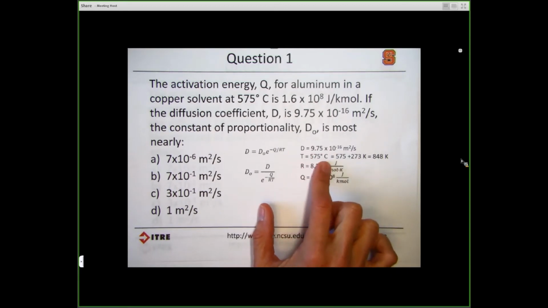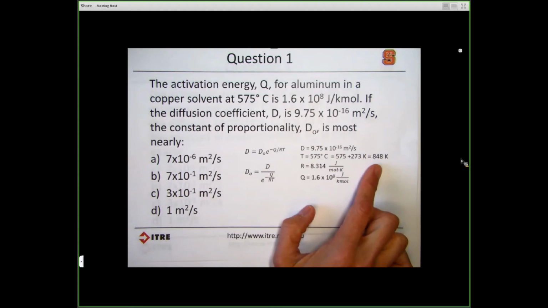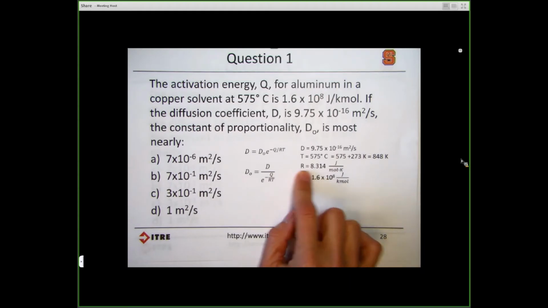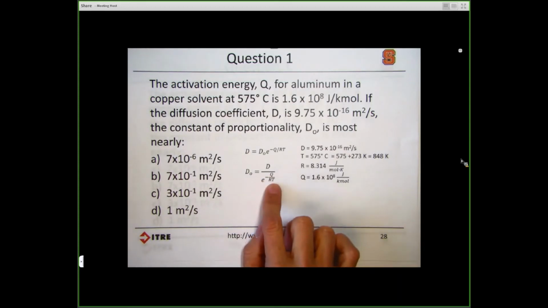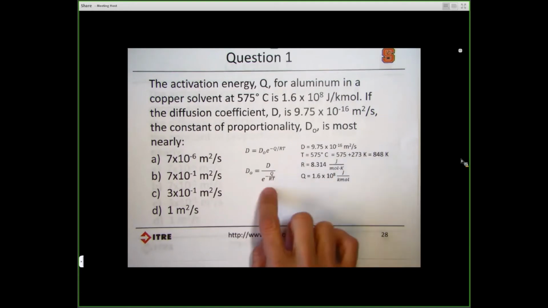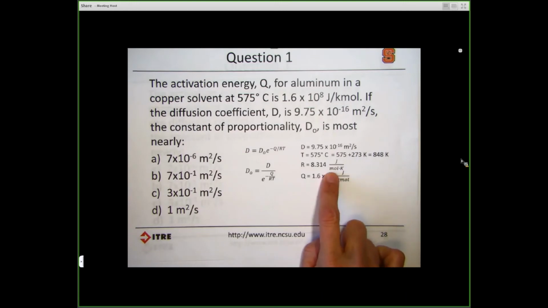I know that temperature is in Celsius, but I'm going to need to get it into Kelvin, so I'm going to have to add that 273. I know the ideal gas constant, given to me, and given that Q. So those are the things that I know. I noticed that I'm going to have to divide Q by R at some point, and I can see that Q is in kilomoles and R is in moles. So I'm going to need to do some conversion there.